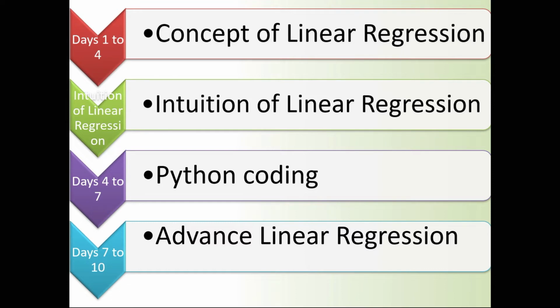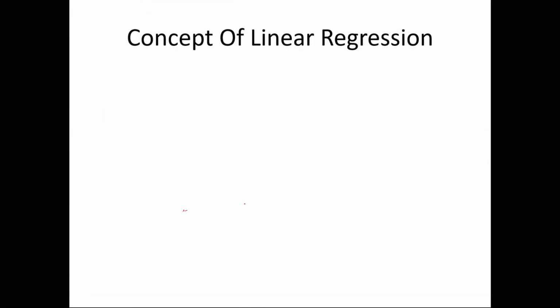Now, coming to what is linear regression. Basically, linear regression is a regression analysis where the dependent variable is the quantity that we want to predict or explain on the basis of an independent variable. This is called linear regression.